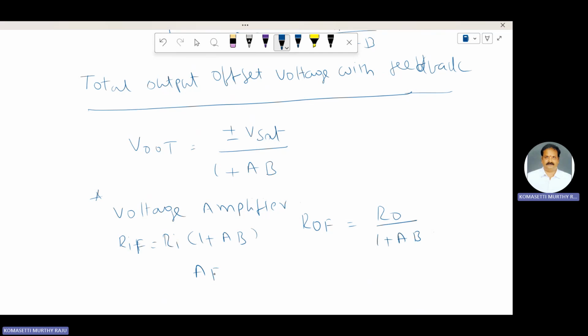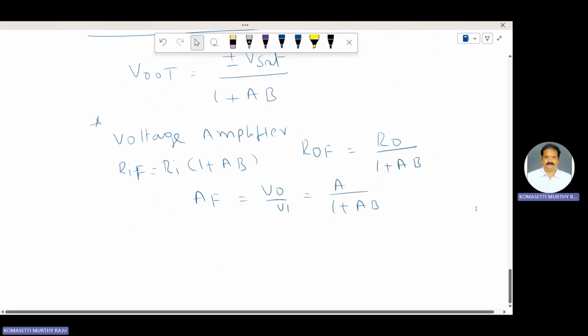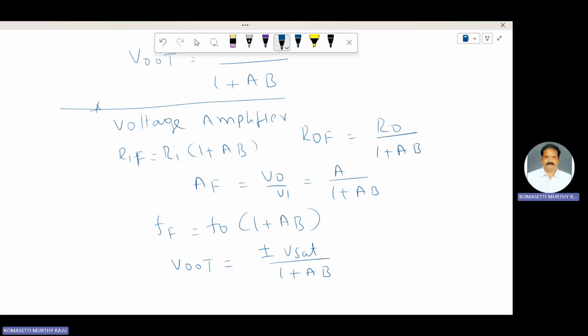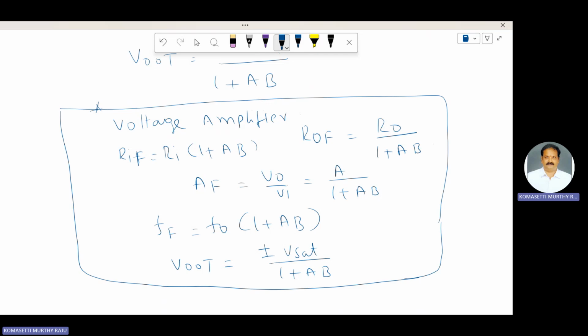Stable voltage gain, which means A F is equal to V naught by V i, equal to A by 1 plus A B. Increased bandwidth, which means F F is equal to F naught into 1 plus A B. And decreased total output offset voltage, V O T is equal to plus or minus V sat by 1 plus A B. These are some important formulas related to the voltage series feedback network, or non-inverting operational amplifier with feedback.